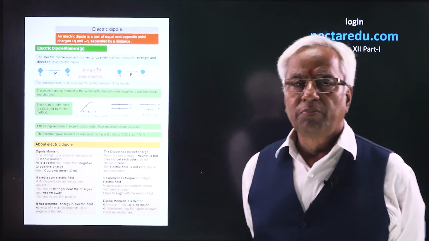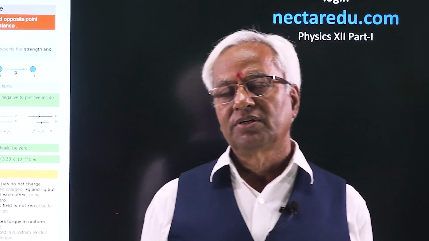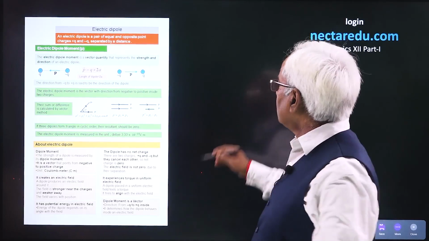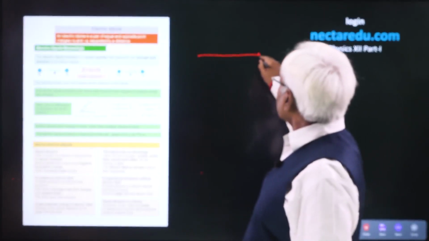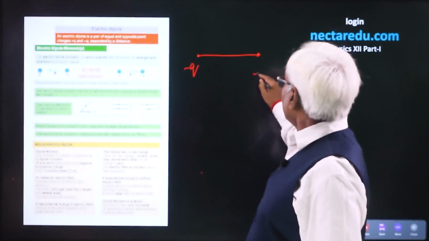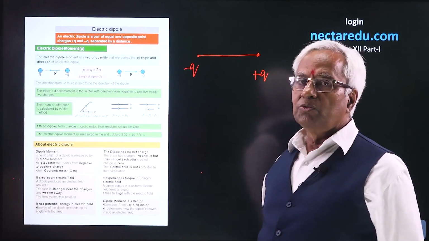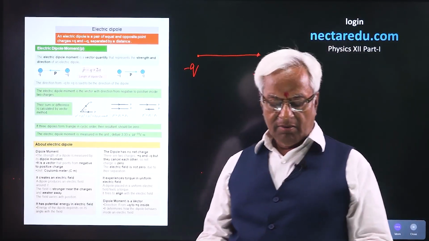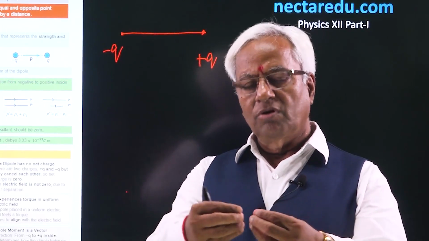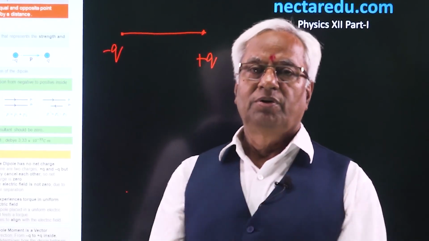Electric dipole simply means two charges equal and opposite, but they must be at a certain distance. For example, we are having two charges here, minus q and plus q. The system would be known as a dipole. The only condition is they must have a separation. Suppose they are in contact, it's no more a dipole.